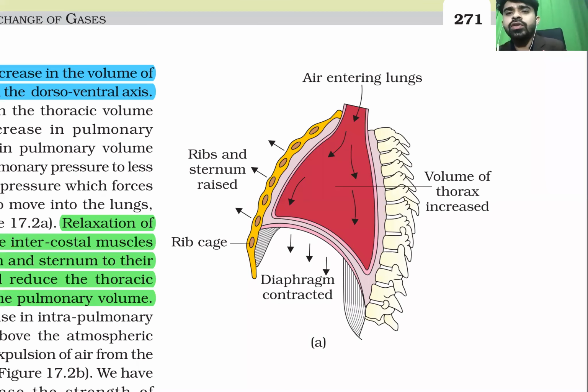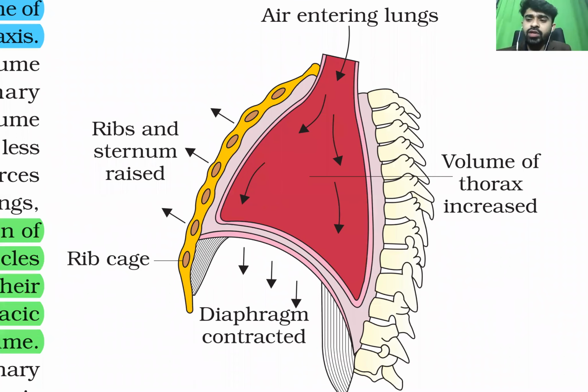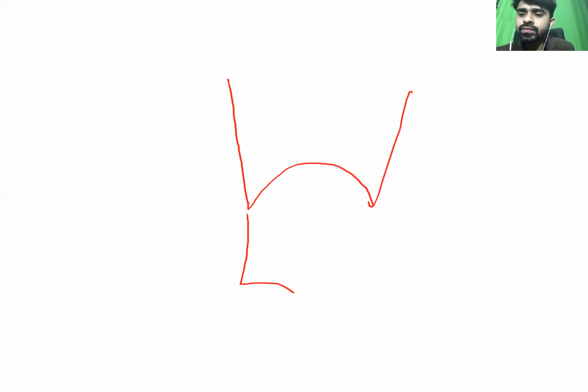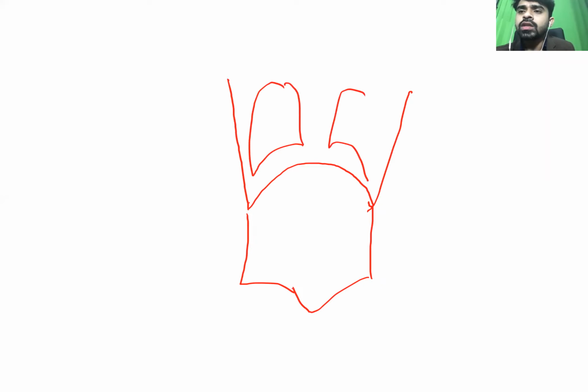I think yes. So tell me, during inspiration, what will happen? Suppose I want to inspire, what do I have to do? Suppose this is the diaphragm, this is the chest, this is the abdomen, and this is the lung. During inspiration, what will happen? The diaphragm contracts. Very good. So the diaphragm will be flattened.